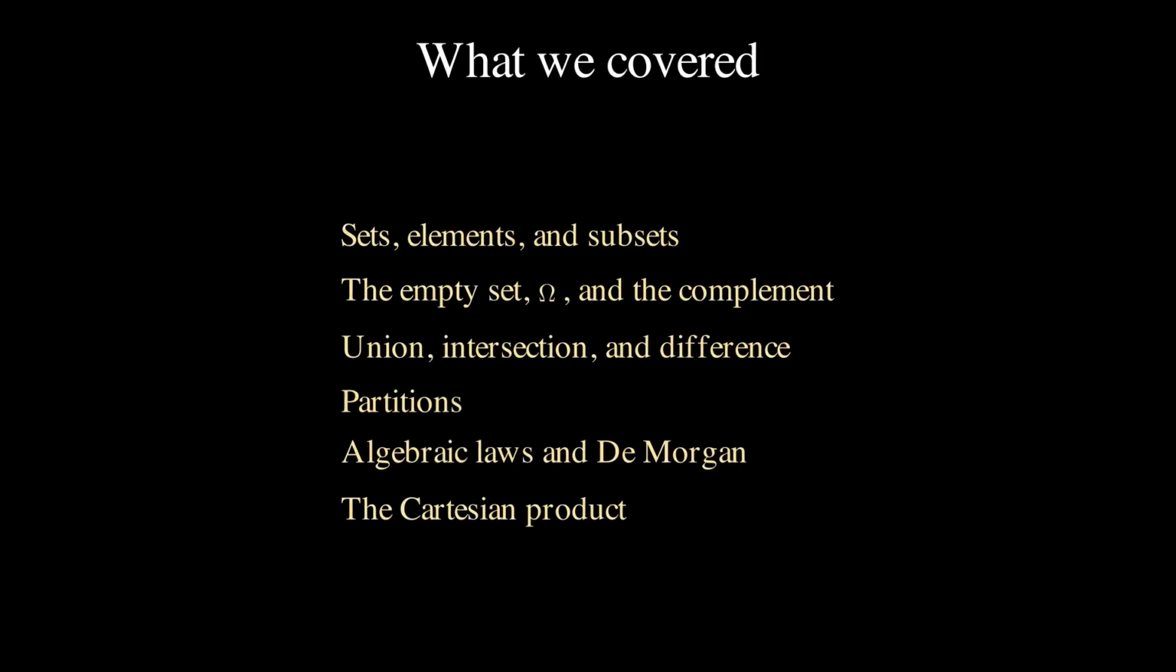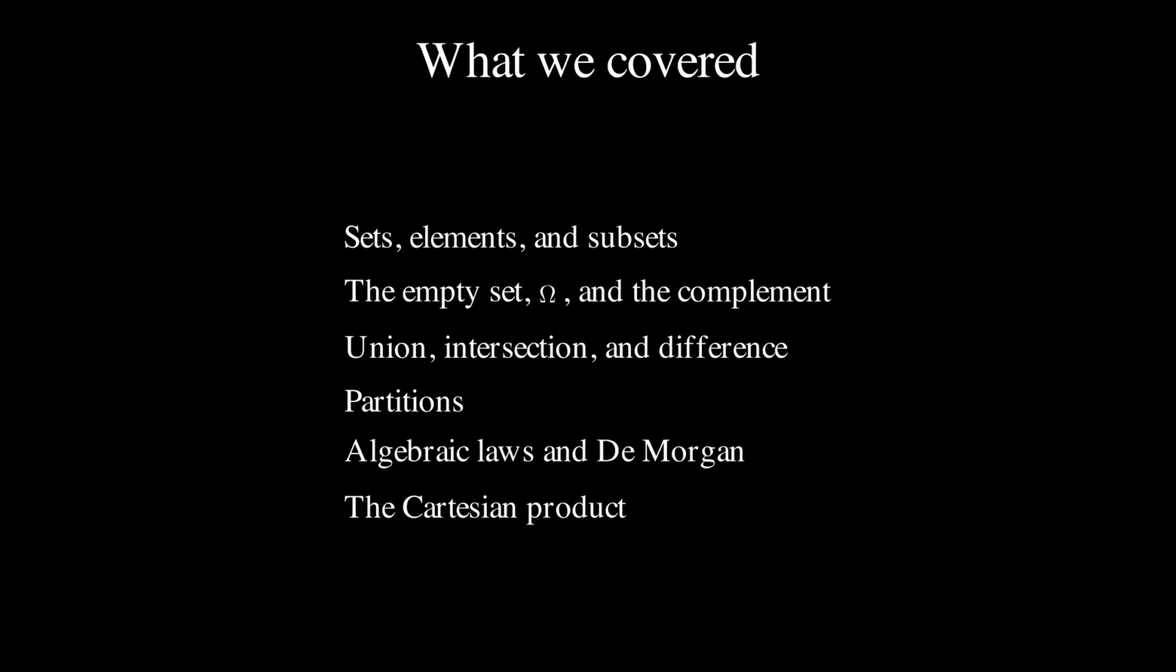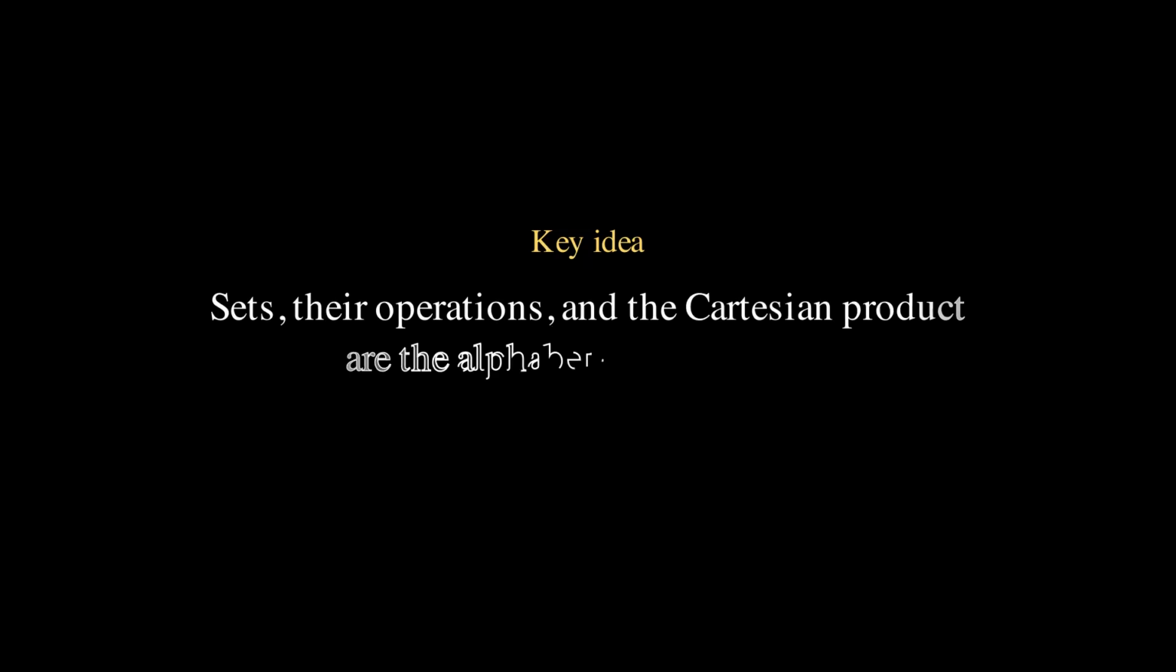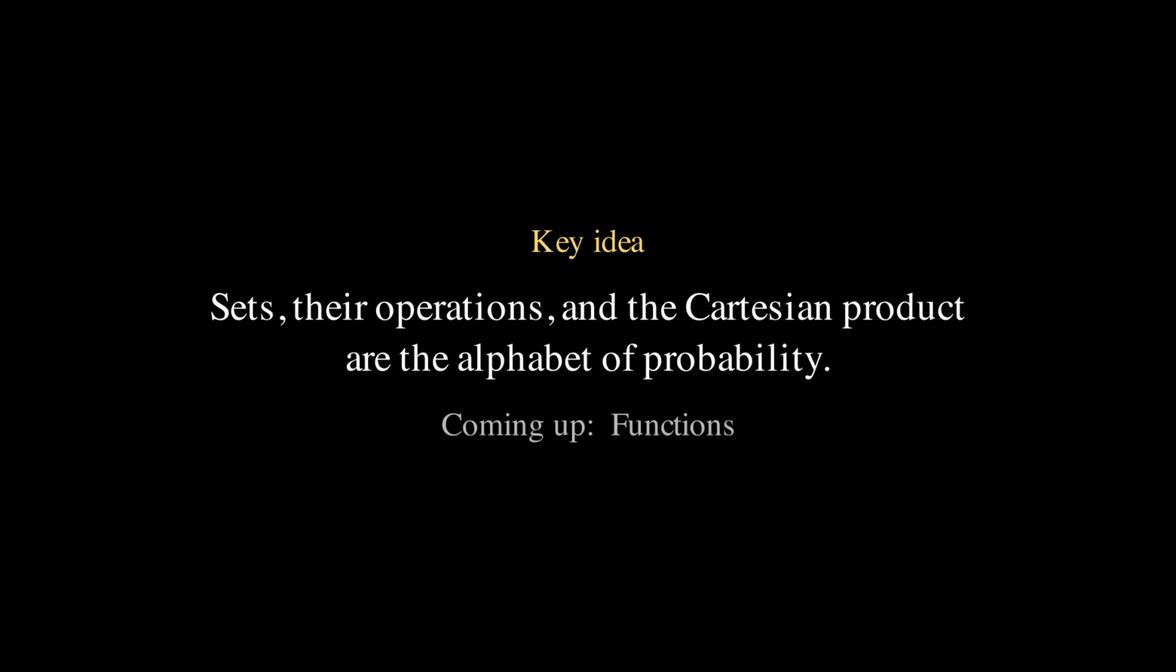And that completes our tour of sets. We have the elements and subsets, the empty and universal sets, and the complement, the operations and partitions, the algebraic laws, and the Cartesian product, the alphabet that the rest of probability is spelled with. In the next video, we put this language to work and study functions, the special relations that send each input to exactly one output and the bridge from outcomes to numbers.